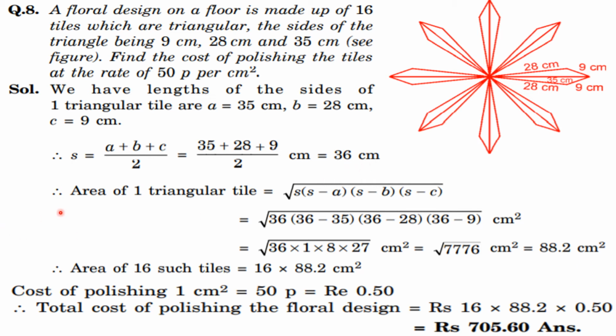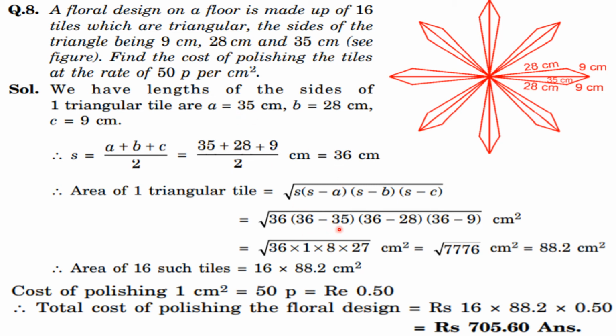Right. Therefore, area of one triangular tile is equal to square root of S into S minus A into S minus B into S minus C. By using Heron's formula, we are finding area of the first triangular shape tile. Okay, my children. So in this formula, we are substituting the values of S, A, B and C. Right. That is equal to square root of, what is the value of S here? 36 into S minus A means 36 minus A means here 35.